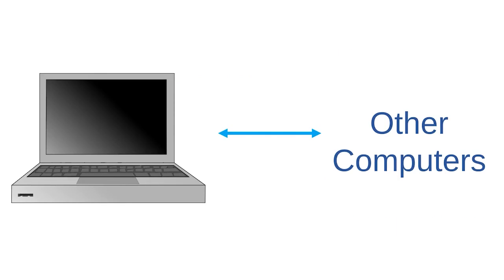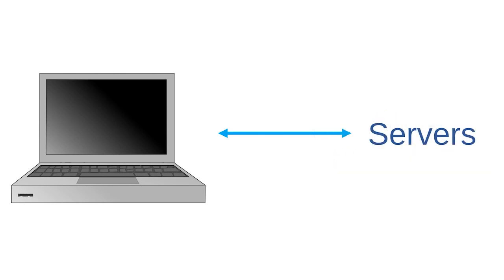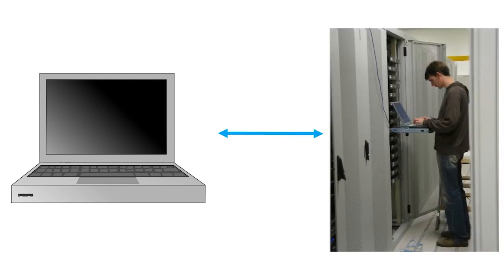When you use the internet, what you're doing is using your computer to send information or requests for information to other computers. These computers that store and deliver information are examples of networking computers called servers. Here's an image of a technician who's examining a large network server.